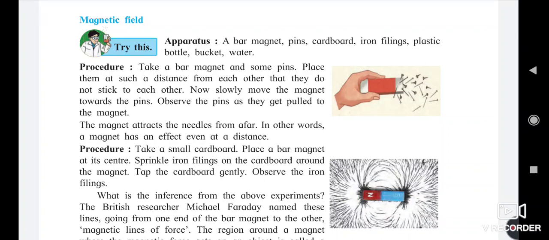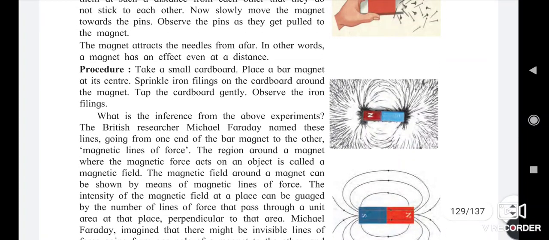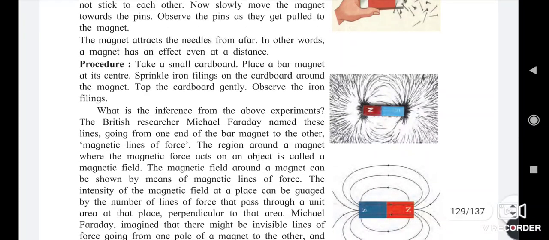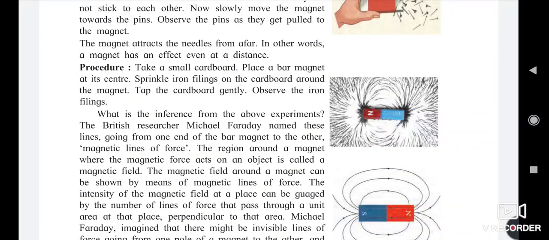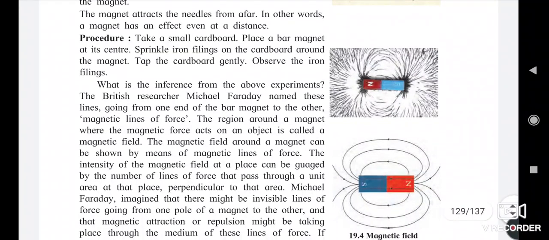For this experiment we take the apparatus: a bar magnet, pins, cardboard, iron filings, a plastic bottle, a bucket and water. The procedure is to take a bar magnet and some pins and place them at such a distance from each other that they do not stick to each other. Now slowly move the magnet towards the pins. Observe the pins as they get pulled to the magnet. The magnet attracts the needle from afar. In other words, the magnet has an effect even from a distance.